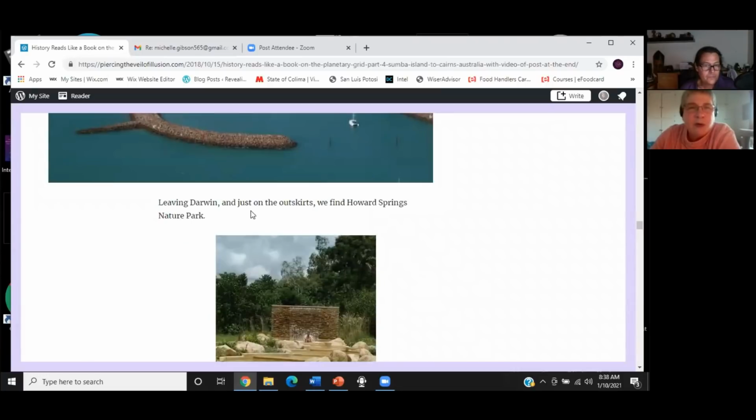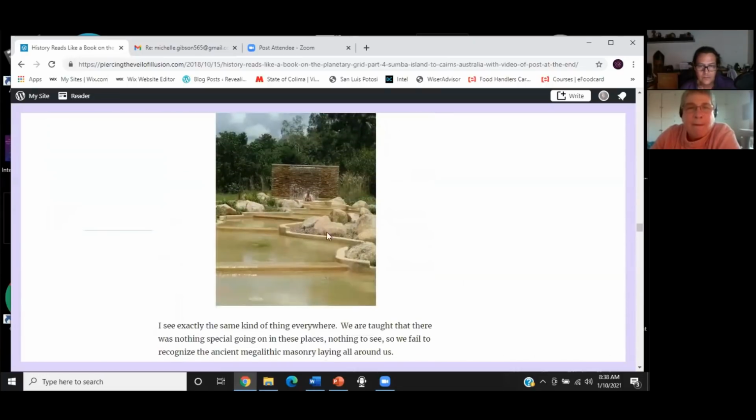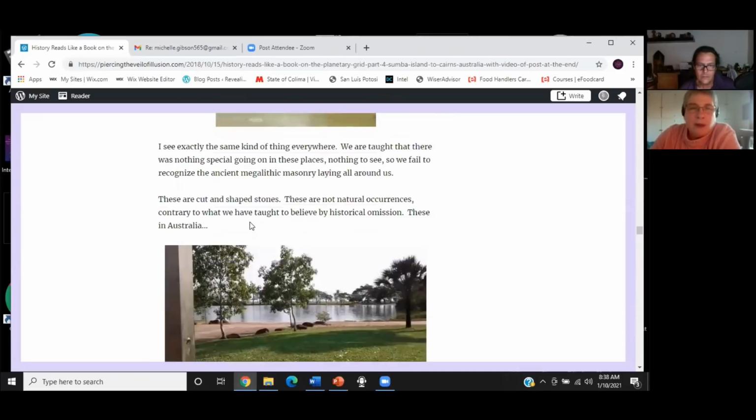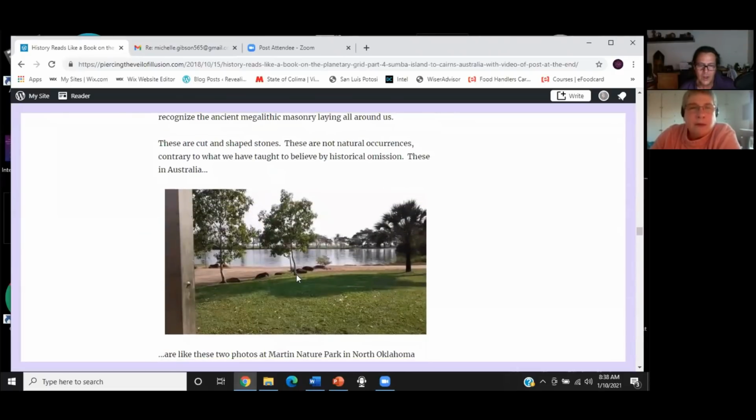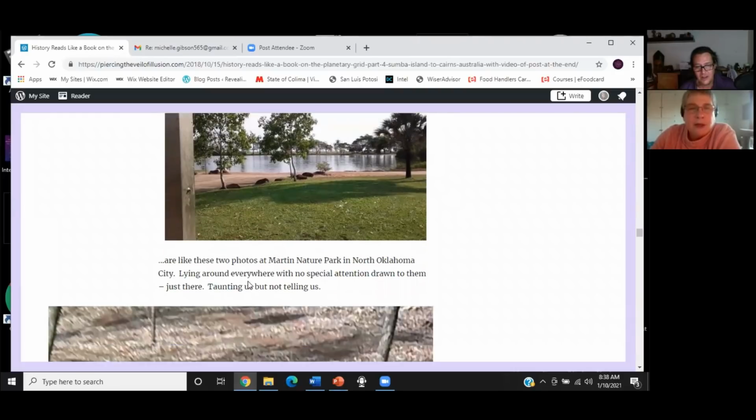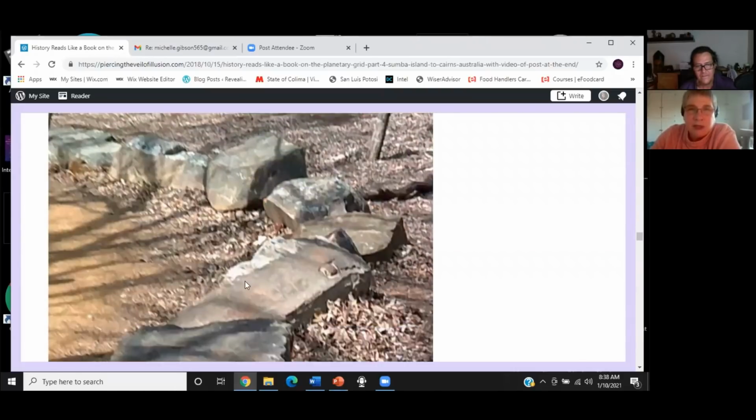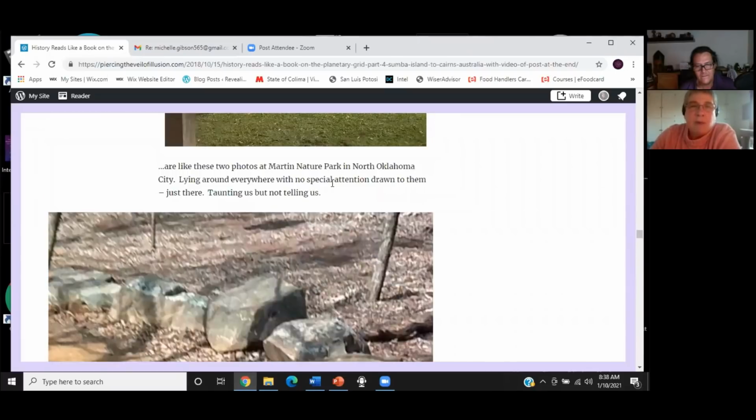This is Howard Springs Nature Park. And you see these stones here, and these are the ones that I'm talking about that are just lying around randomly everywhere. And that's why they're not natural occurrences. And so here's some more. That's a good point. In Australia, and then these are ones I took pictures of at Martin Nature Park in Oklahoma City.